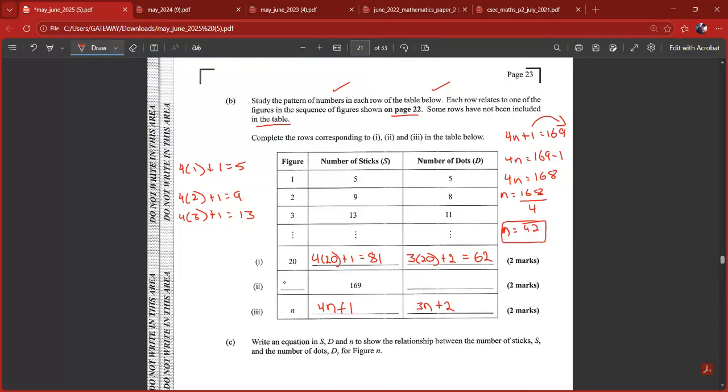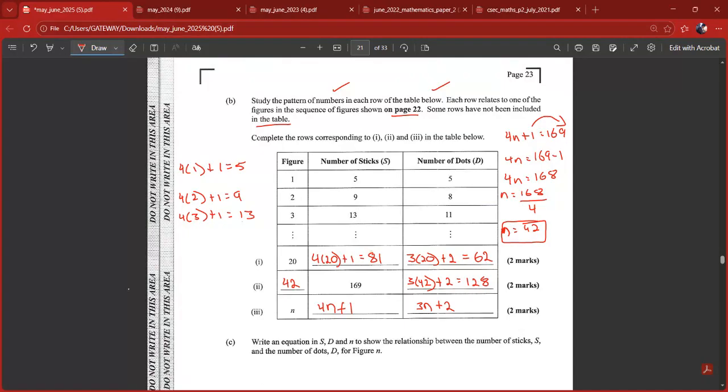So n is 42, so I'll put the 42 there. Now I have to find the number of dots for the 42nd figure. So it will be 3 by 42 plus 2. And this gives me 128. And that is my answer, therefore 2 for 6 marks. Right?